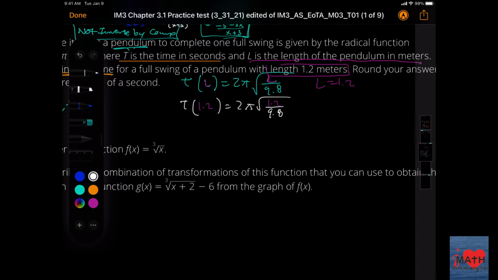A lot of students just get confused with that function notation on the left side. All that's saying is time is a function of length. So based on what you put in for the length, you're going to get a time. So it's okay if you just wrote t, but I'm going to keep the function notation, and I'll show you why.